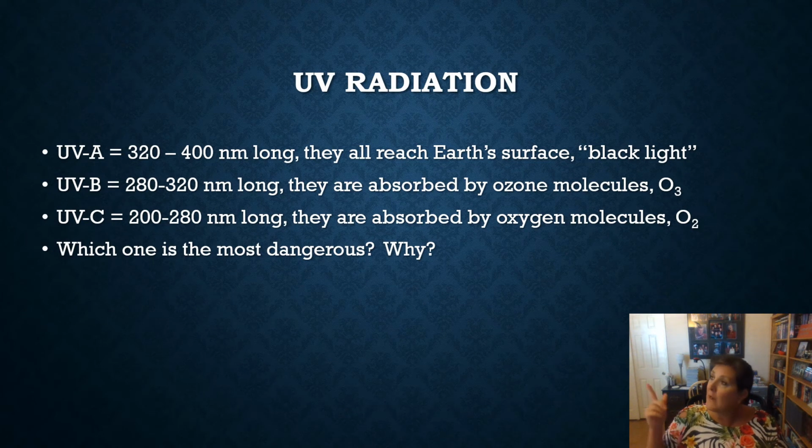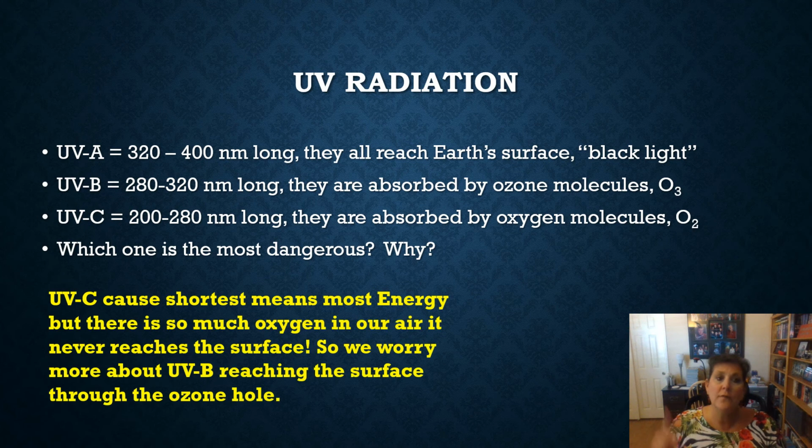Now, out of those 3, A, B, and C, which one is the most dangerous? Remember, dangerous is shorter waves. Which one are the shortest? Yeah, the UVC. UVC are the most dangerous. But we have a lot of oxygen to block it for us. So UVC are the most dangerous because they're the shortest, so they have the most energy. But again, there's so much oxygen in our air, it never reaches us.